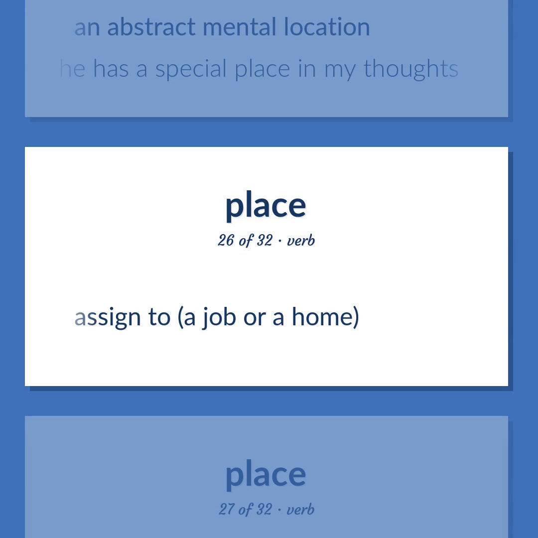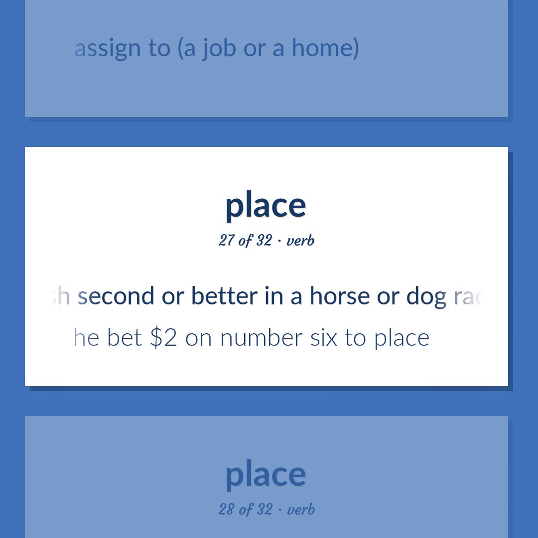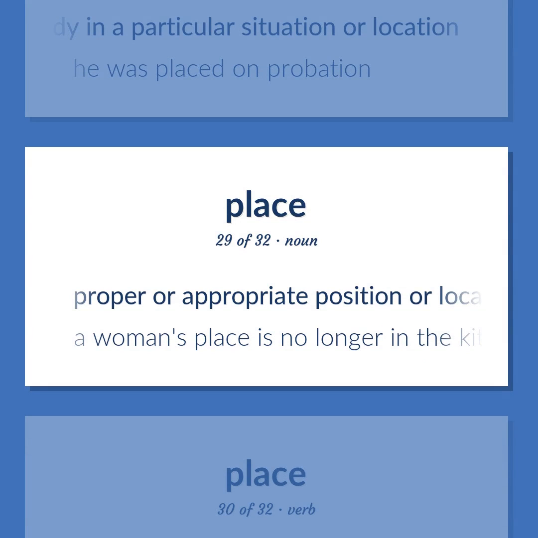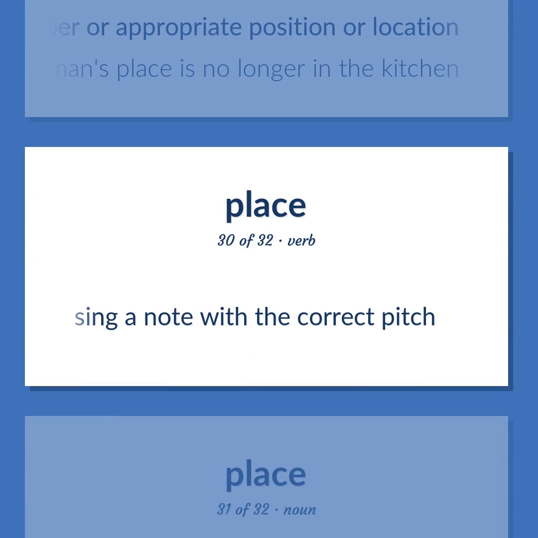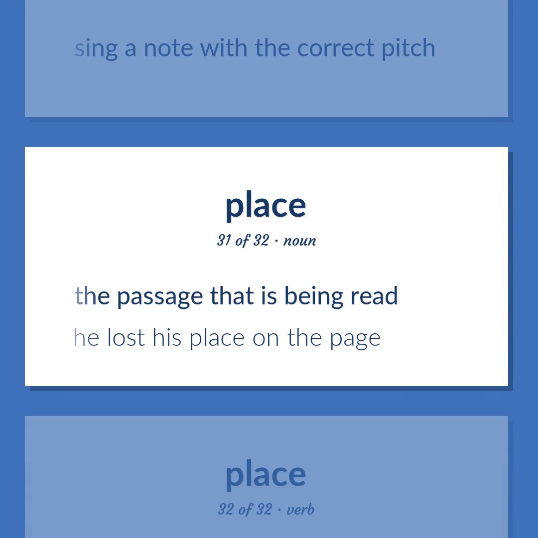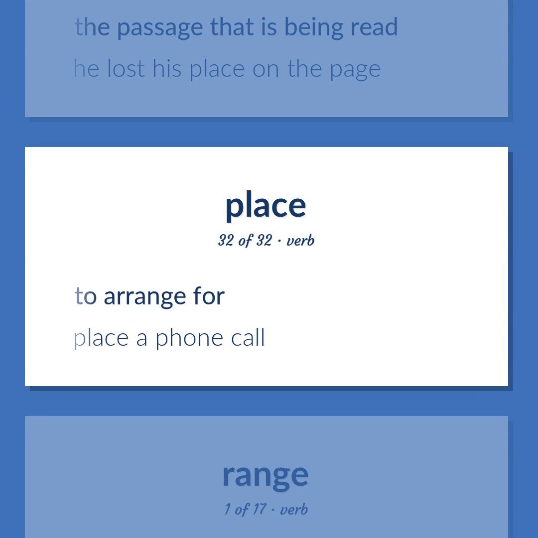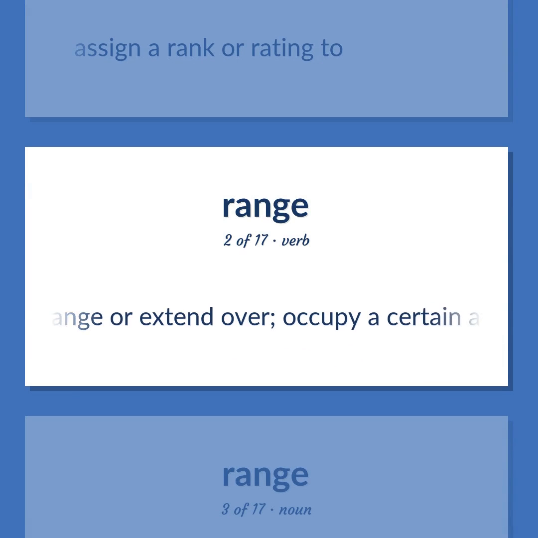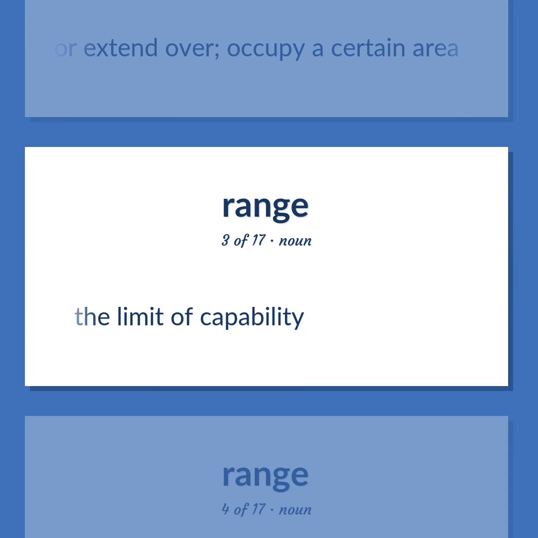Assigned to a job or a home. Finish second or better in a horse or dog race. He bet $2 on number 6 to place. Place somebody in a particular situation or location. He was placed on probation. Proper or appropriate position or location. A woman's place is no longer in the kitchen. Sing a note with the correct pitch. The passage that is being read. He lost his place on the page. To arrange for. Place a phone call. Assign a rank or rating to. Range or extend over. Occupy a certain area. The limit of capability.